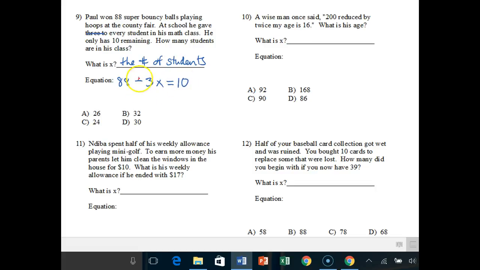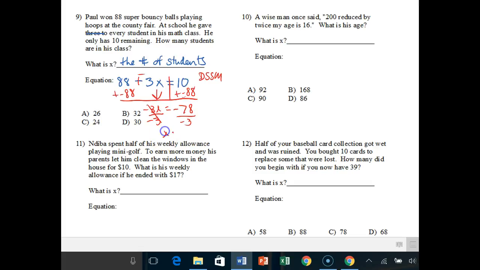So now we can say plus negative, and we can add negative 88 to both sides. This is DSSM, different sign subtract. So really you do 88 minus 10, which is 78, but there were more negatives, so negative 78 is equal to not 3x, but negative 3x. Divide by not 3, but negative 3.